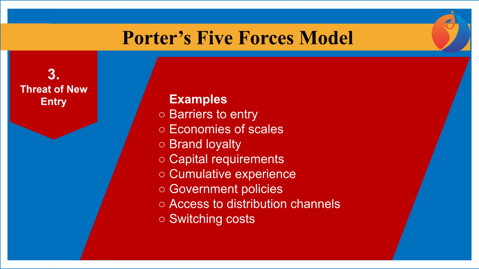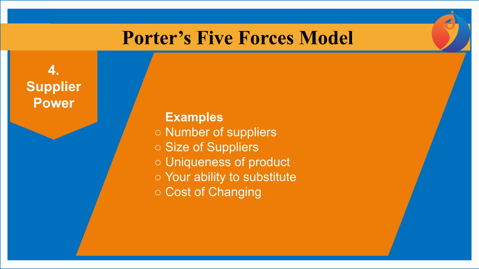Existing large organizations may be able to use economies of scale to drive their costs down, and maintain competitive advantage over newcomers. If it costs customers too much to switch between one supplier and another, this can also be a significant barrier to entry. So can extensive government regulation of an industry. The examples are: barriers to entry, economies of scale, brand loyalty, capital requirements, cumulative experience, government policies, access to distribution channels, switching costs. The fourth force is supplier power.